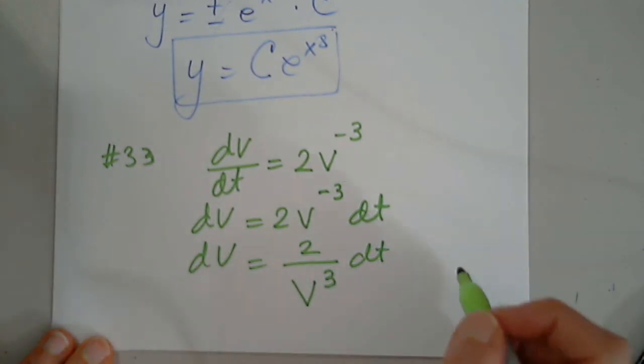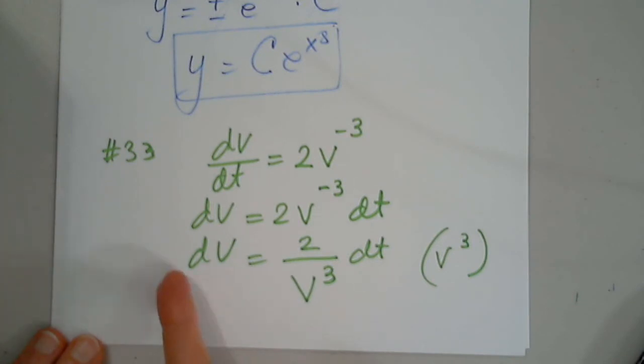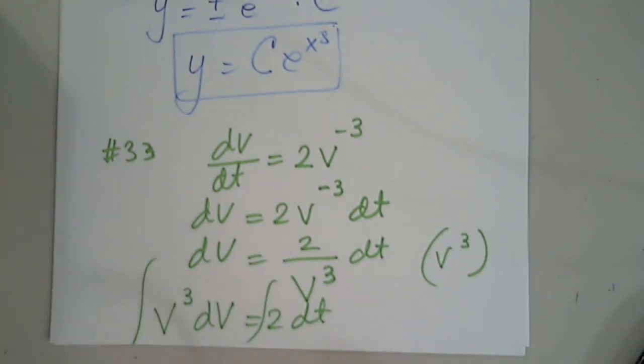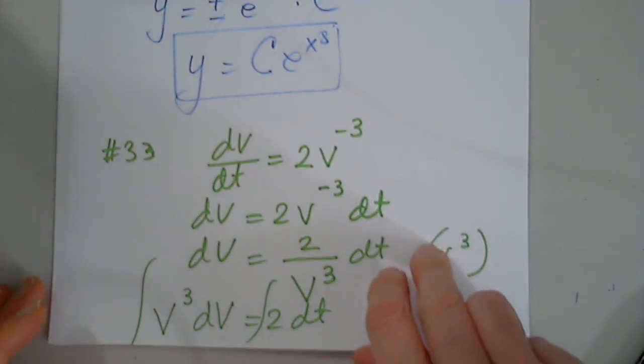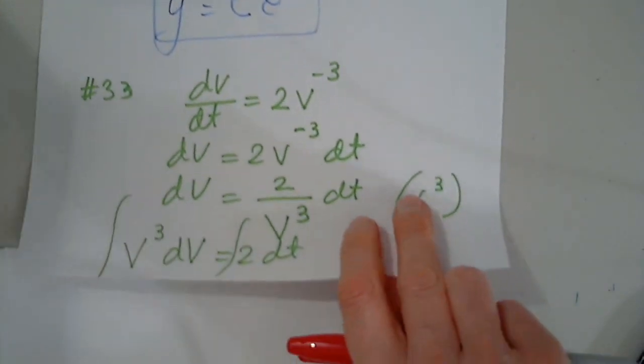And obviously now I will multiply both sides by v to the 3rd power, because I want v on one side and t on the other. So then I have v to the 3rd dv equals 2 dt, and this is what I integrate. So can anyone give us the left-hand side or the right-hand side? Any of these two?